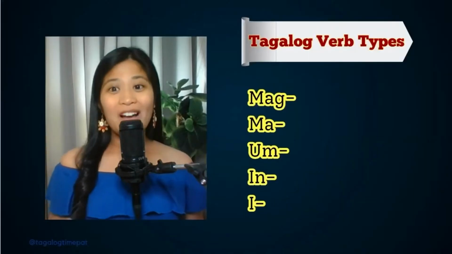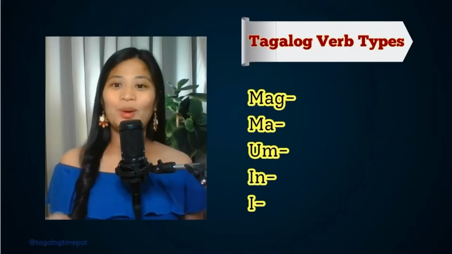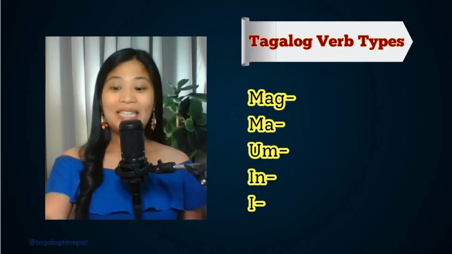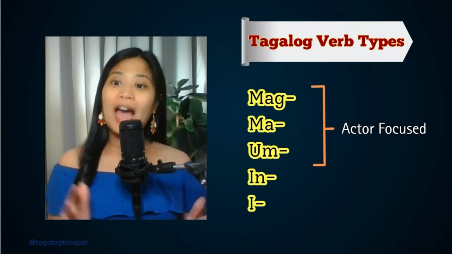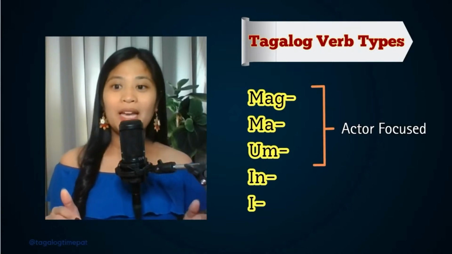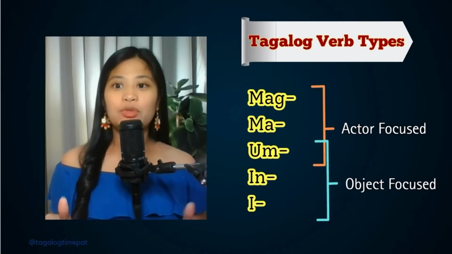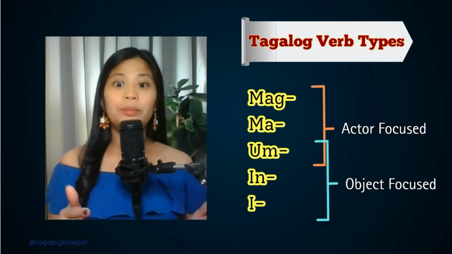Alrighty, so there are 5 main Tagalog verb types in Tagalog: mag, ma, in, and e verbs. And what makes them different is that some are actor-focused, like mag, ma, and and then some of these verbs are object-focused, like in, and e.